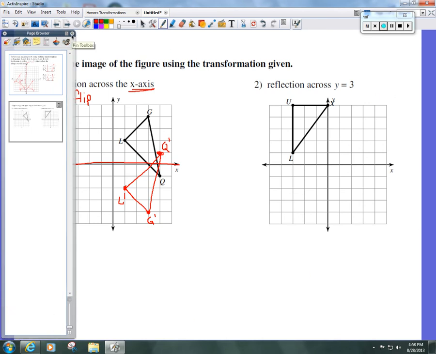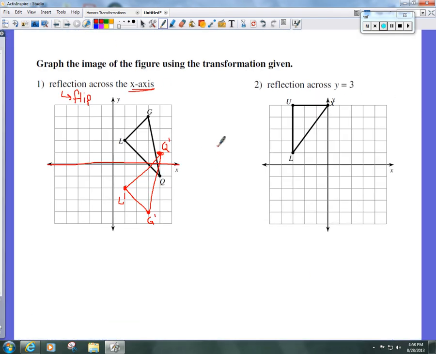Oh, excuse me, let me get that all away. If I were to take this and fold this picture in half over here, then these points L, G, and Q would all lie on my new image. So that's a reflection across the x-axis.